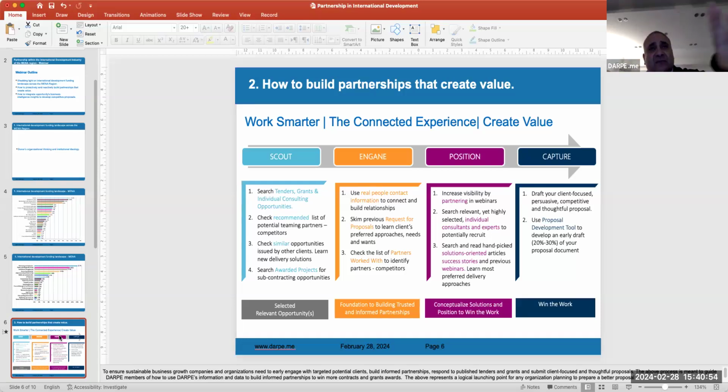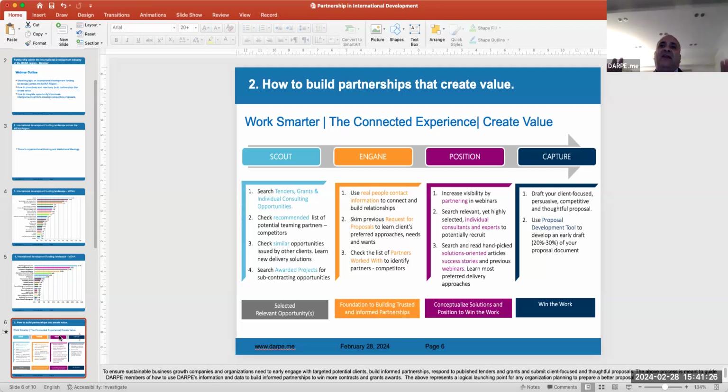And then you capture. Once you have all the information from scout, engage, and position, you are ready to put on the table a nice, winning proposal. The client knows about you because you have positioned, and you have contacted them because you have engaged with them, and you are putting forward creative ideas and solutions in response to the RFPs published on DARPE. So this is the process.